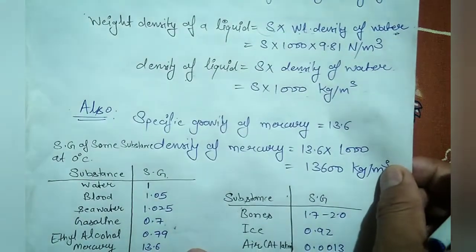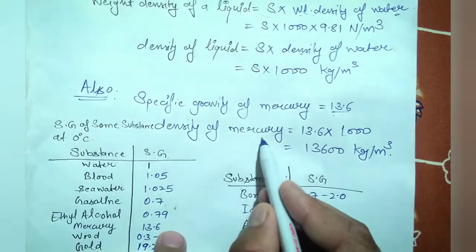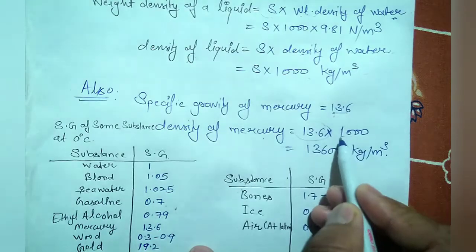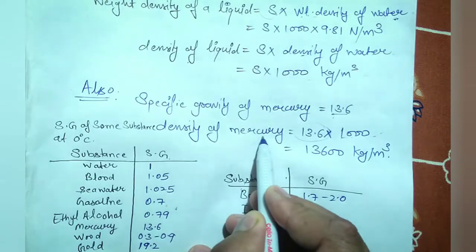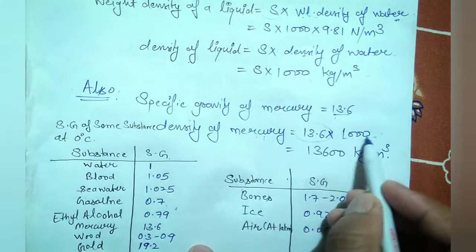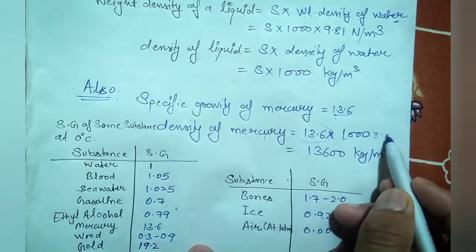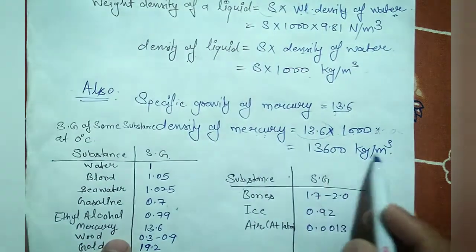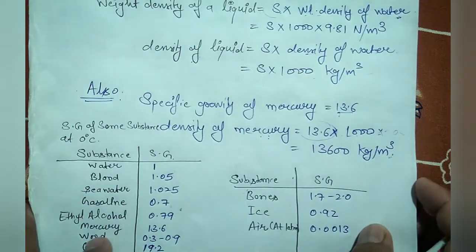So now also specific gravity of mercury is 13.6, okay, so the density of mercury we can calculate in the same way, that is specific gravity multiplied by density of water. Here we are talking about density of mercury. If I need to calculate the weight density of the mercury, then I need to multiply the whole thing with g. Okay, so here it is coming out to be 13,600 kilogram per meter cube. So this specific gravity is a very important term.